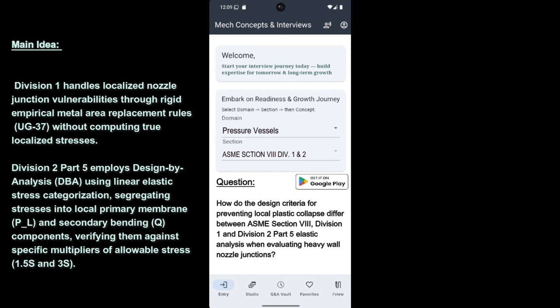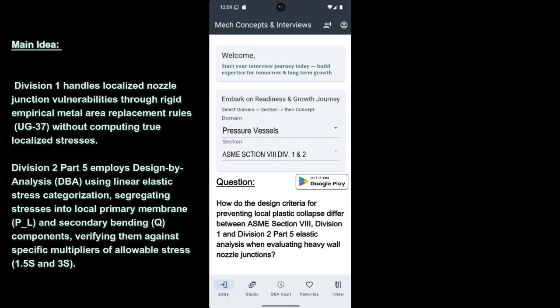Well, the primary distinction lies in how each code division handles the reality of localized stress. Division 1 approaches nozzle junction vulnerabilities through rigid empirical area replacement rules. You are referring to UG 37. Exactly, specifically under UG 37. It is essentially a volumetric accounting method.